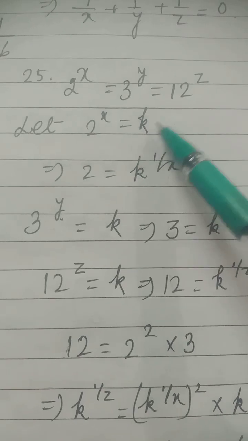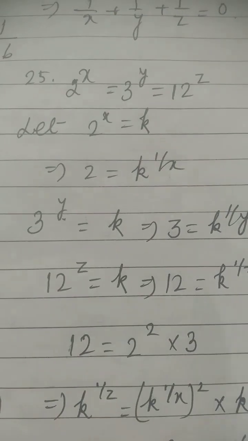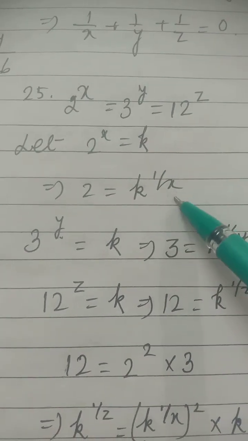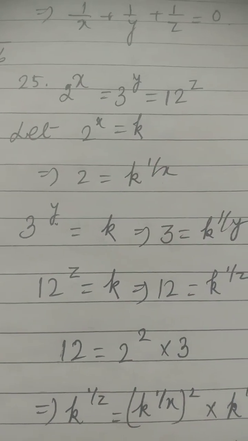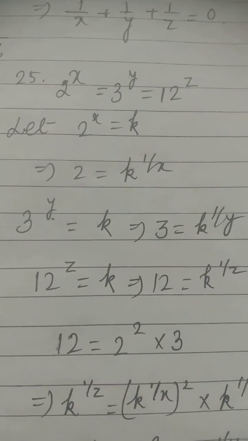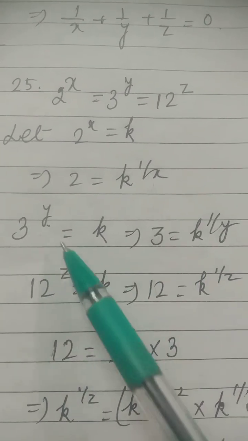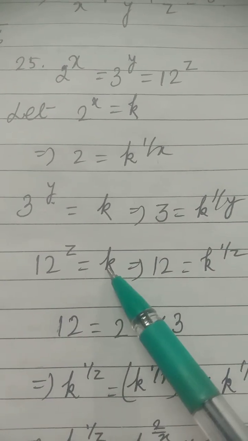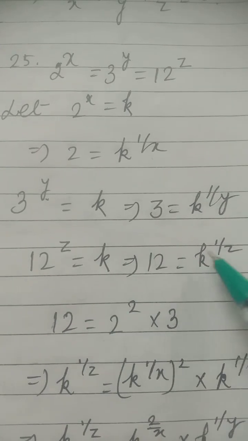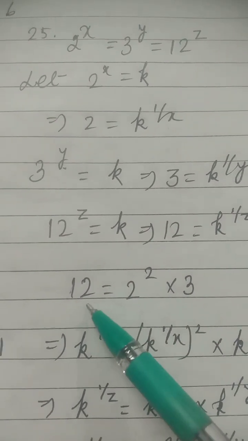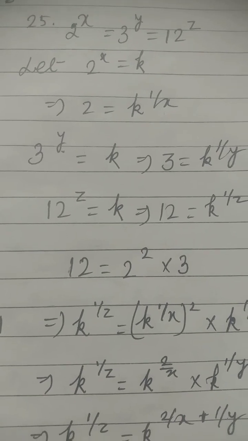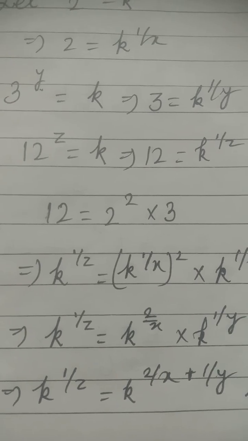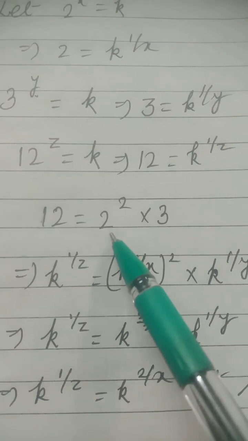So if 2 to the power x equals k, this implies 2 equals k to the power 1 by x. Whenever the x comes to the opposite side, it will become the reciprocal. So 2 equals k to the power 1 by x. Now 3 equals k to the power 1 by y, and 12 equals k to the power 1 by z. Now if you do the prime factorization of 12, you get 12 equals 2 into 2 into 3. So that means we can write 12 equals 2 square into 3.